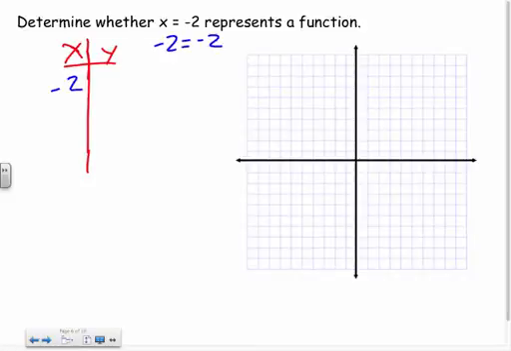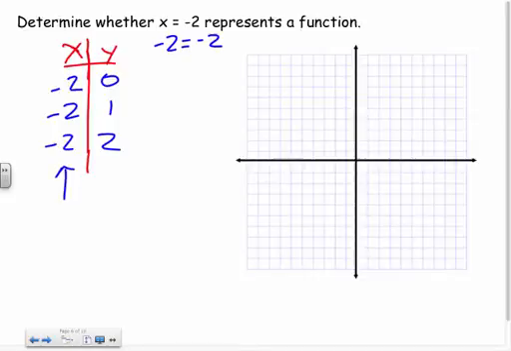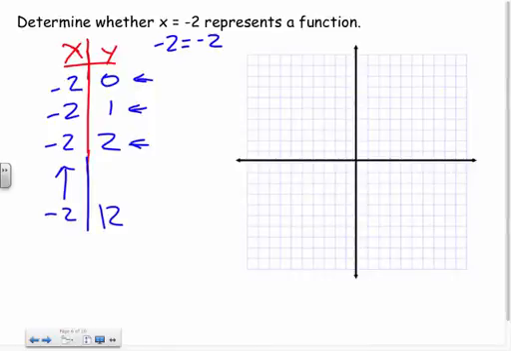Well, if I plug in -2, it doesn't really matter what my y is, does it? I could have -2, 0. I could have -2, 1, -2, 2. So is this going to be a function? Each input has exactly one output. Well, the input of -2 has 3 different outputs, doesn't it? It has an infinite number of outputs. I could go -2, 12. It just goes on forever. So this is not a function.